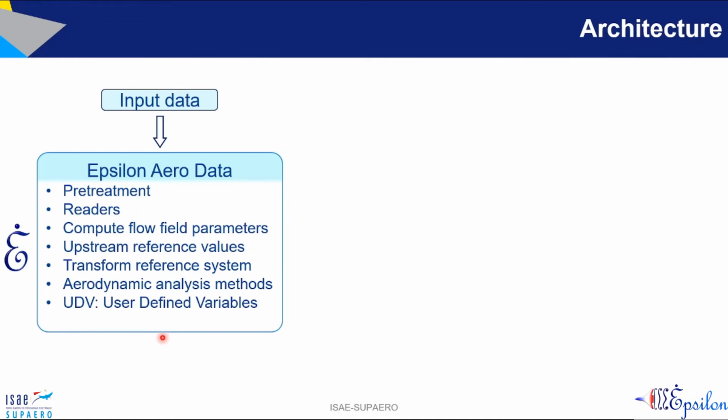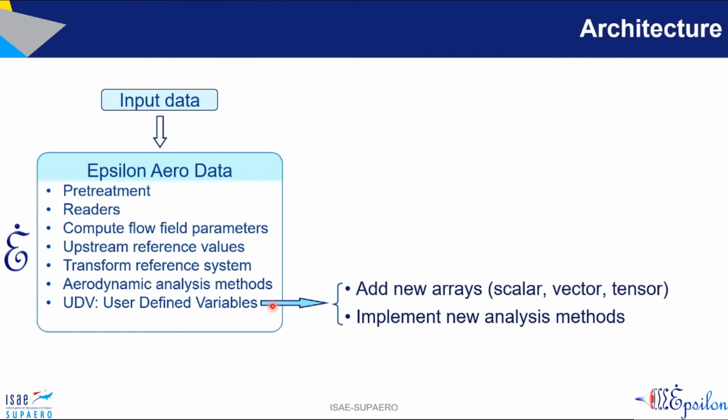Epsilon Aero Data also allows you to define what I call the UDV, the user-defined variables. So let's say you want to introduce your own equations, you are developing a new drag prediction method and you want to implement some parameters that are not foreseen in advance in ParaView, in our code. You can add new arrays, you can generate new scalar quantities, new vector quantities, or new tensor quantities, and implement your own new analysis method. So this is quite powerful, and this was a feature that was demanded by our users, and it seems to be quite practical.